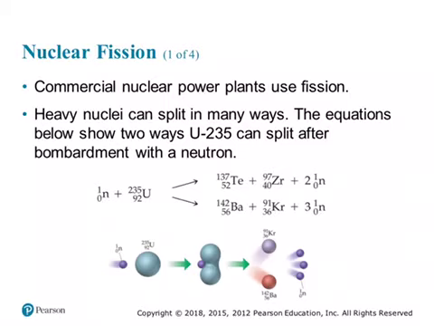The second reaction, barium and krypton, is more effective because you're producing 3 neutrons as opposed to 2 neutrons. Those 3 neutrons then go find another uranium atom. Each one of those will then bombard another U-235. Those 3 will then produce 3 more. So now at the second reaction you've got 9 neutrons. Whereas if you're splitting into tellurium, zirconium, you only have 2. So then you're going to only have 4 at the next reaction.